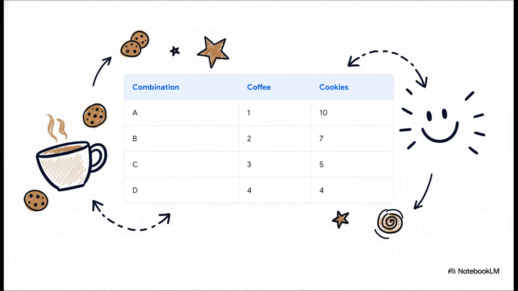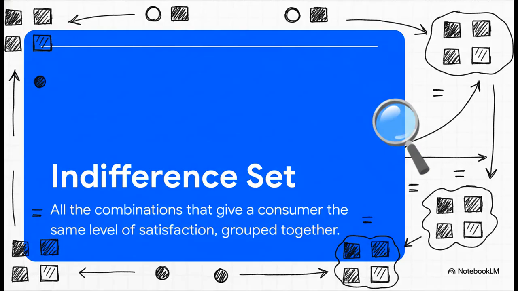So look here. Combination A is 1 coffee, 10 cookies. All the way down at combination D, it's 4 coffees and 4 cookies. Now the key thing to get is that according to this schedule, you'd be just as happy with combo A as you would with combo D, or any of the ones in between. You'd be totally cool with any of them. Right, and when you take all those combinations from the schedule and just lump them together, that's what we call an indifference set. It's just the official name for that whole collection of options that make you equally happy.